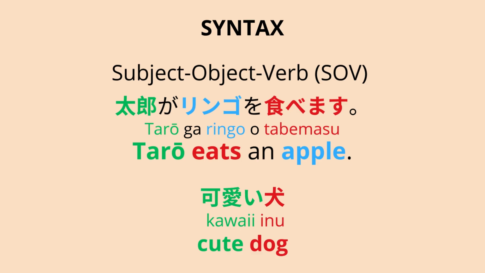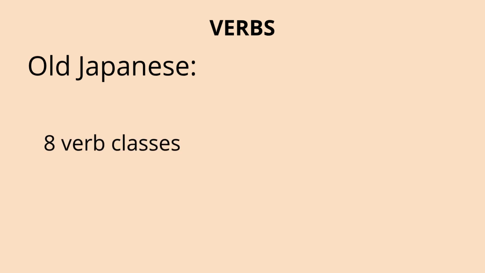While the basic word order remained the same, verbs are where Old Japanese and Modern Japanese show some differences. Old Japanese had 8 main verb classes or groups.